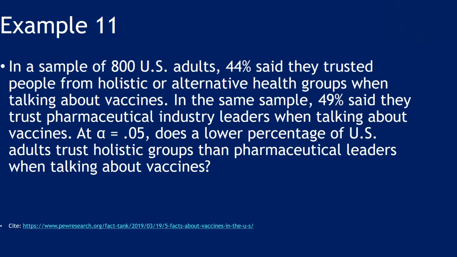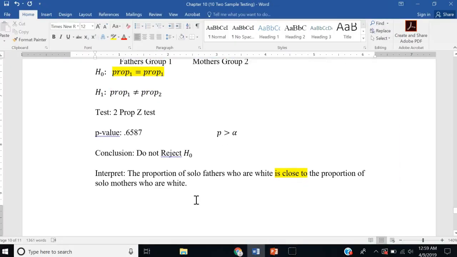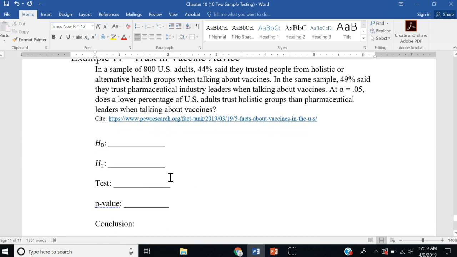So, same group tested twice, but that's okay. This is not a paired data thing. They're just testing those 800 people. They're saying, do you trust holistic groups when talking about vaccines? Do you trust pharmaceutical leaders when talking about vaccines? And then it says, does a lower percentage of US adults trust holistic than pharmaceutical leaders? So let's go to the actual problem.